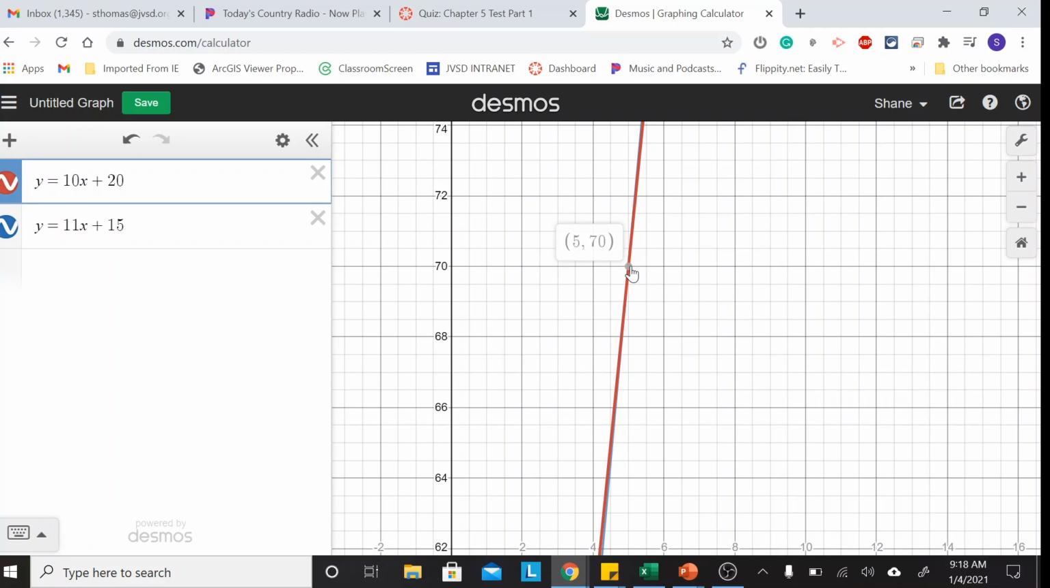Cross at 5, 70. All right, so what does that mean? X value is 5, y value is 70. Well, if we look back at our equations, our y value is how much it costs. X value is how many months, right? So this says after 5 months, you both paid 70 bucks. Make sense? After 5 months, you both paid $70.